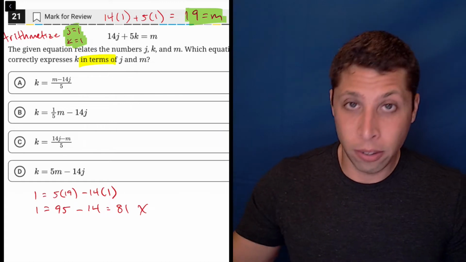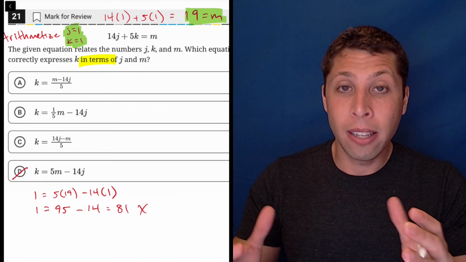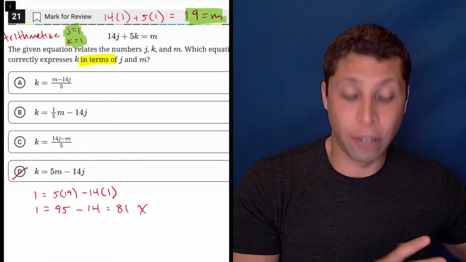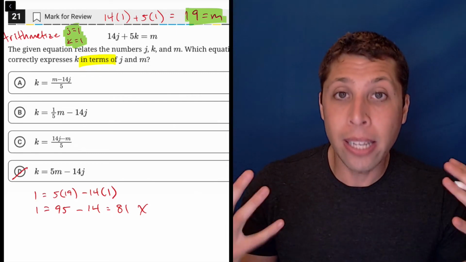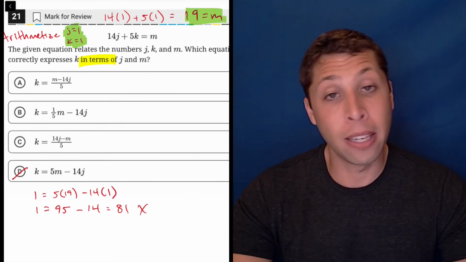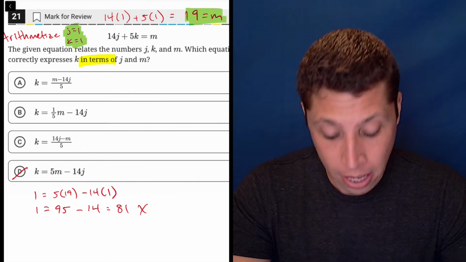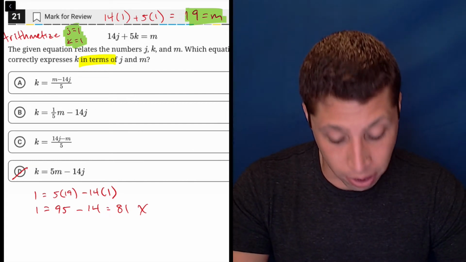In order to pick D, we would need the right side of the equation to match with the left side. We would need 1 equals 1, and that did not happen here, so we know that choice D is wrong. We can do the exact same thing in all the other choices.